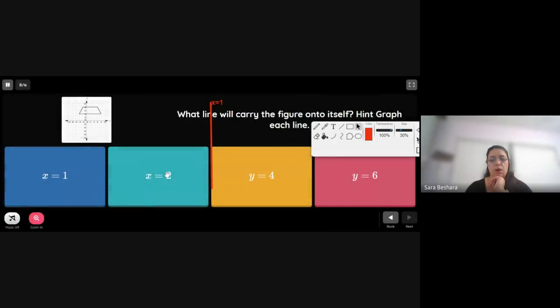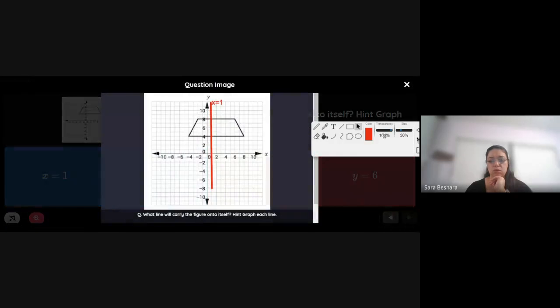Okay, next one is x equal to 2. So let's move x to 2. So here's where 2 is. X is equal to 2. Okay, the blue line. And I'm going to show all of them at the same time because I really want you to visualize each one. X equal to 2. Are these exactly the same?